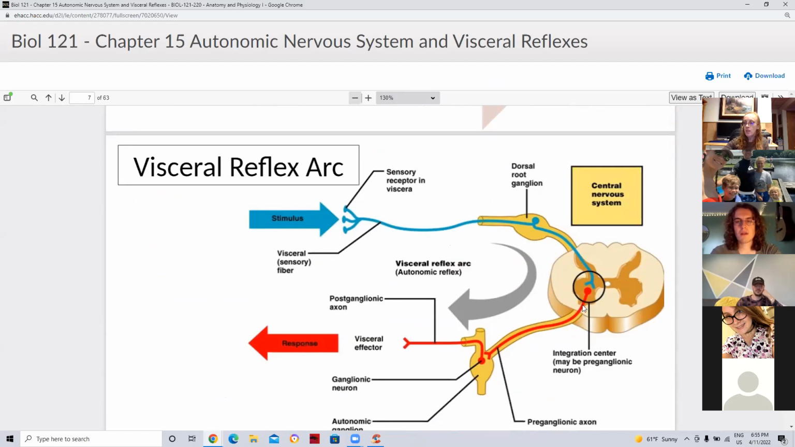It's still coming out the anterior horn. We'll find out that when it's sympathetic, it can come out the lateral horn too. But most parasympathetic are going to come out the anterior horn. Actually, let me not even say most, let's say all.